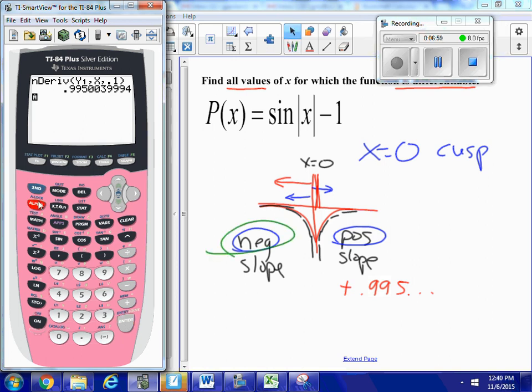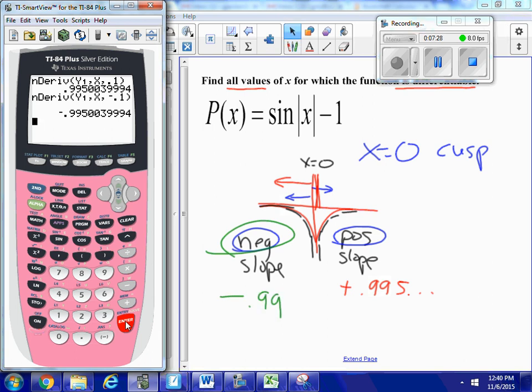So I'm going to go alpha f2. I want the n derivative function. I want it for my y1, so alpha f4. I hit my y1 right there. I'm getting the derivative with respect to x. And I want it at negative 0.1. And I close my parentheses, and I hit enter. And sure enough, I get the number negative 0.99.